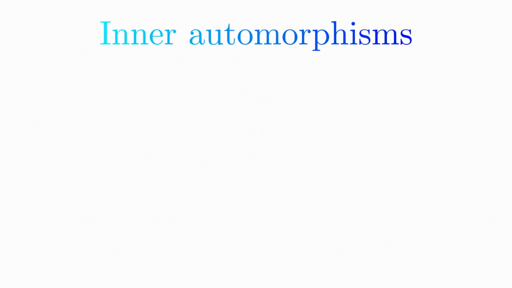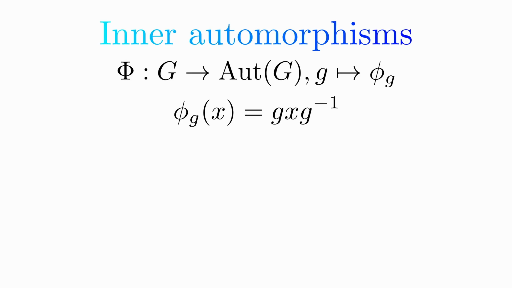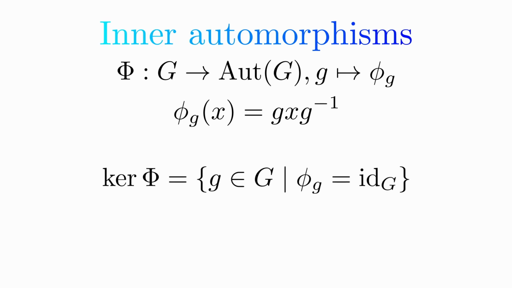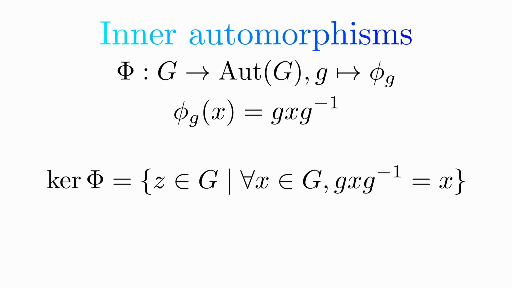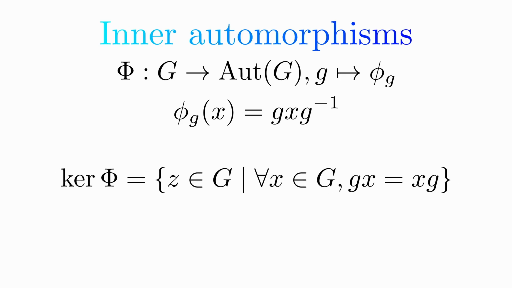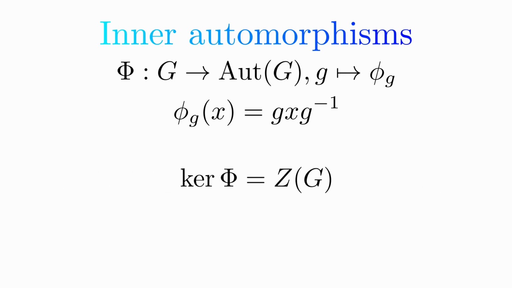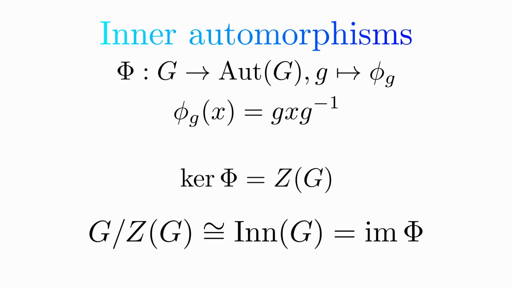A special class of automorphisms are the inner automorphisms. Every element corresponds to one inner automorphism, and we have a homomorphism mapping every element to the corresponding inner automorphism. The identity element of the automorphism group is the identity map. The kernel is the set of all elements whose inner automorphism is the identity map. After rewriting this, we get that the kernel of the homomorphism is exactly the center of the group. So by the fundamental theorem on homomorphisms, we get that the quotient of G by the center is isomorphic to the group of all the inner automorphisms.